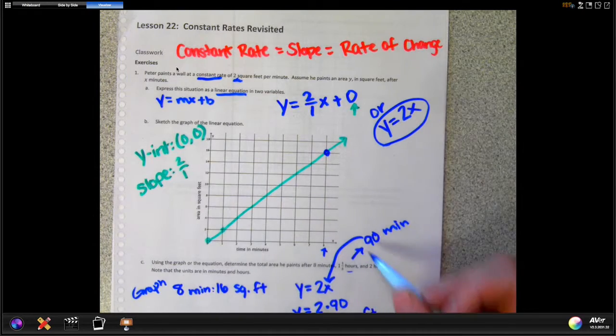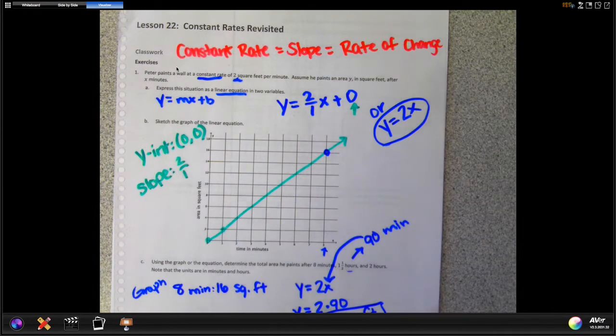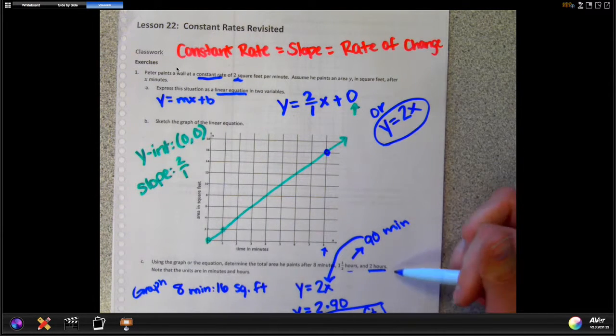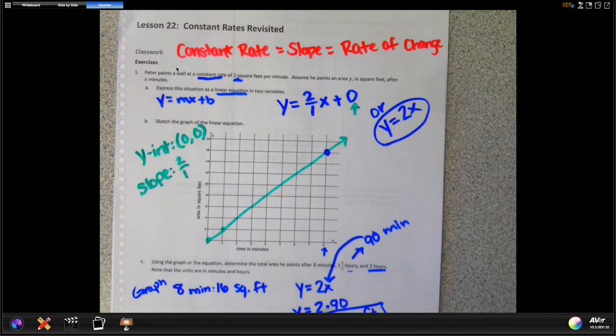So in an hour and a half, 1.5 hours, he can paint 180 square feet. Okay? And you would do something similar for 2 hours, which I'll let you do. Let me remind you, though, that for 2 hours, we're not working in hours, we're working in minutes. You would have to convert that to minutes first and then put it in your equation. Okay, so that's example 1.